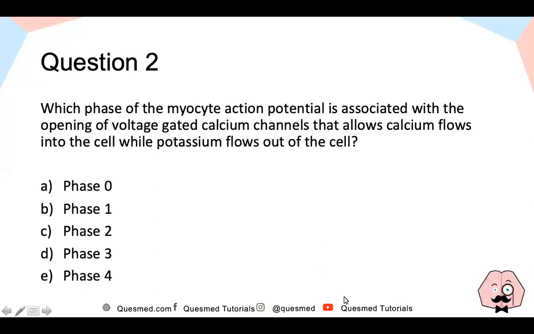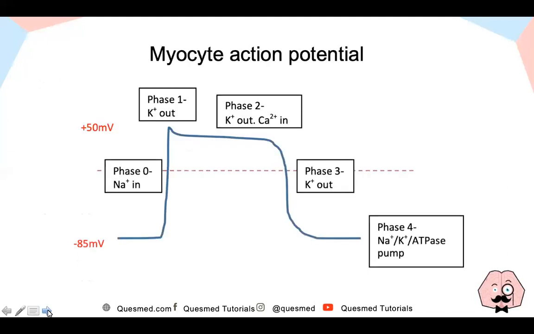Okie dokie, so we've got the majority of answers are for answer C, and we've got a few for B, D, and A. So the answer is C. So well done, everyone. So here's our myocyte action potential. The myocyte action potential begins at minus 85 millivolts or thereabouts. That's our resting membrane potential.